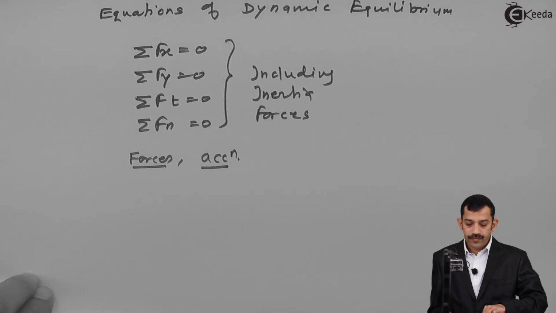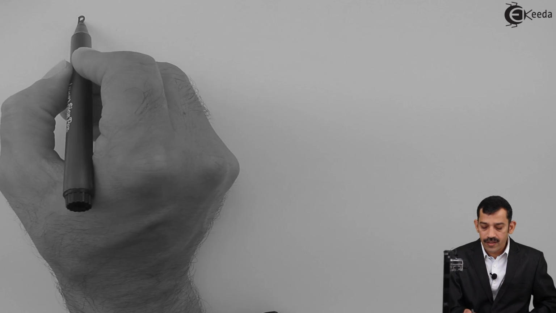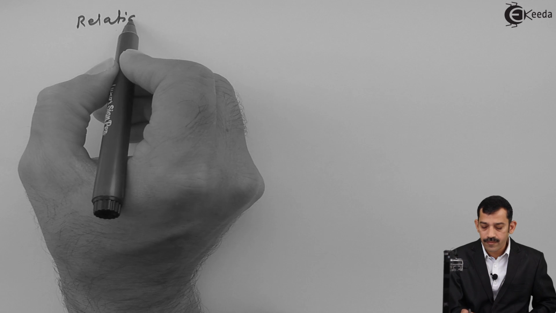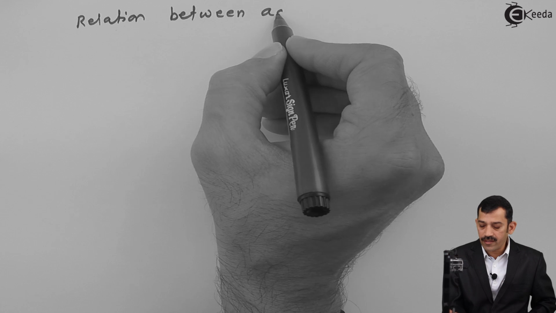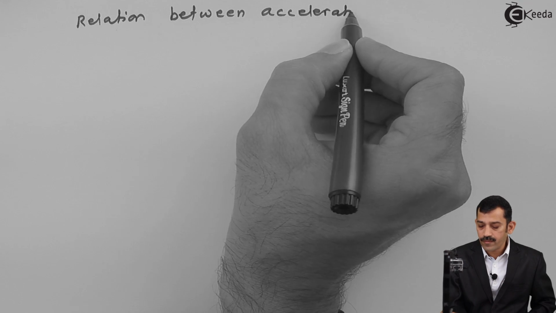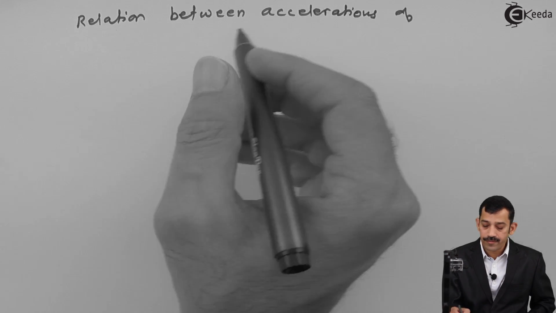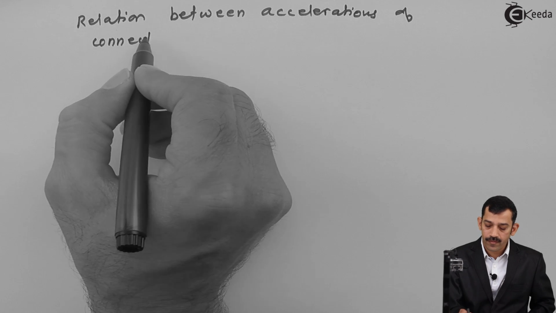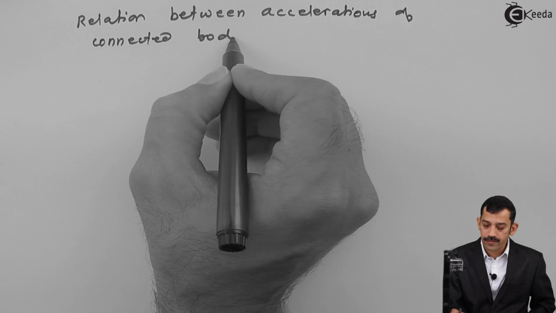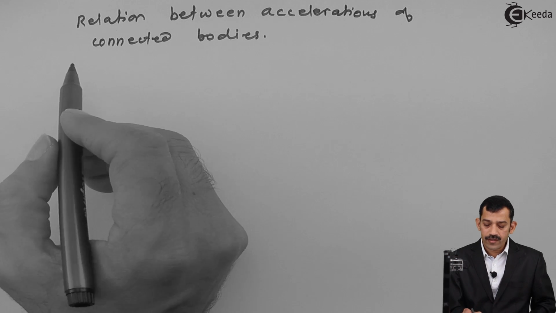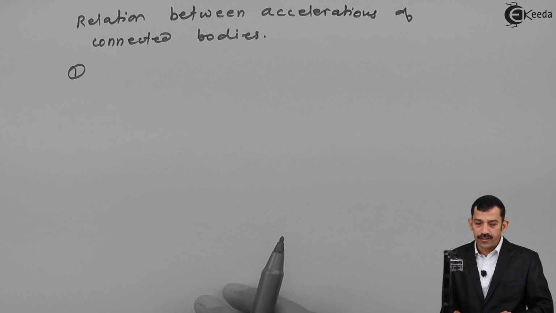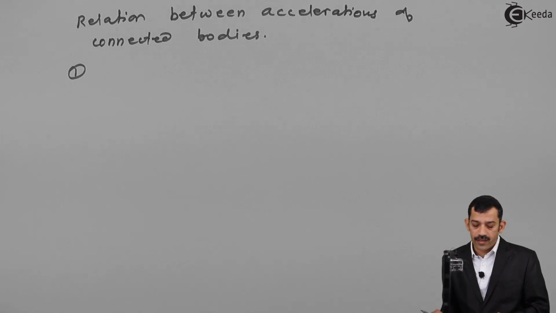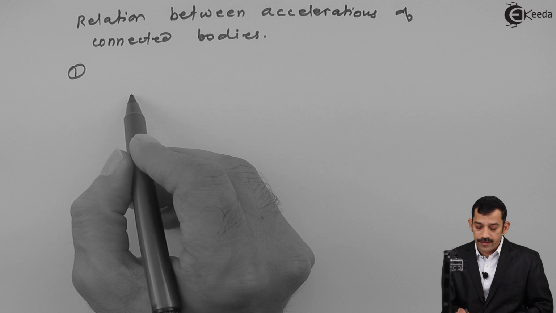Just see here. Relation between acceleration of connected bodies. Say this is number one. Now I'll represent here some two blocks. Just concentrate how bodies are connected to each other.